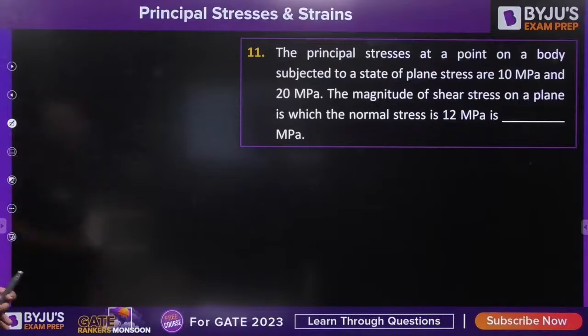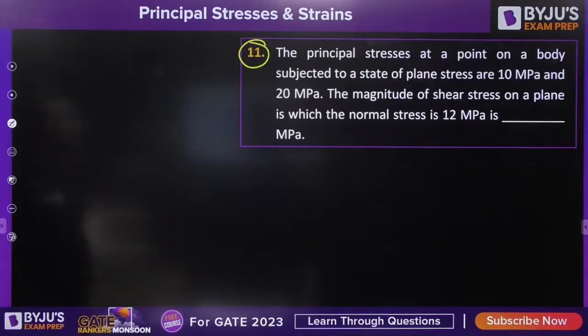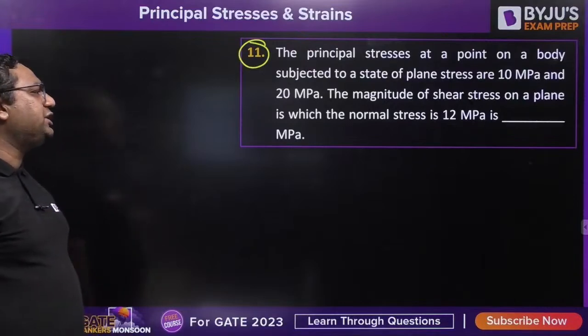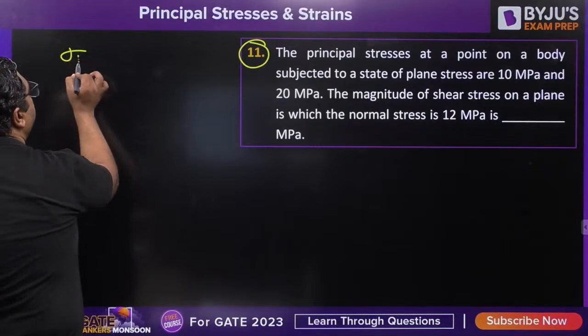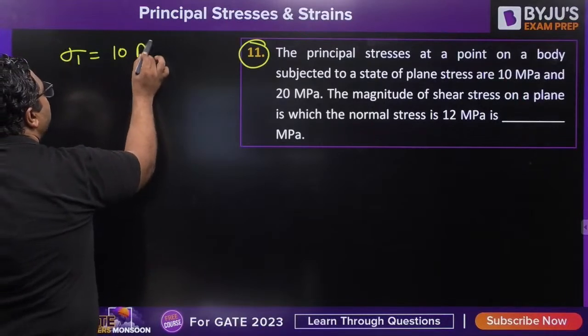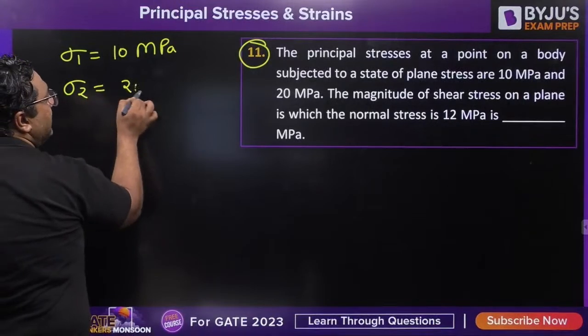Now question number 11. The principal stresses at a point on a body subjected to a state of plane stress are 10 MPa and 20 MPa. Sigma 1 is 10 MPa. Sigma 2 is 20 MPa.